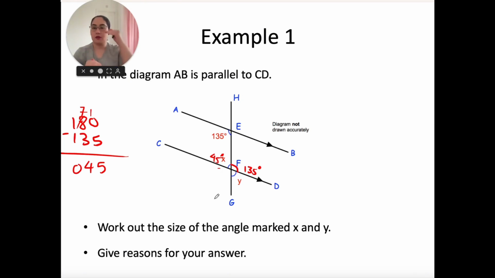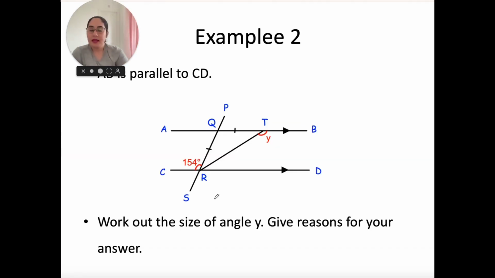And when it says give reasons for your answer, that's exactly what you do. You kind of just write a line stating what you did for every step. These two angles are alternate, these two are co-interior, so we subtract and find it. And the subtract part you just demonstrate as you subtract it.